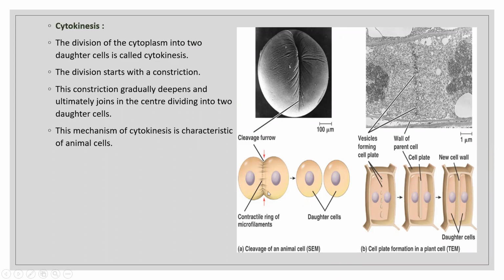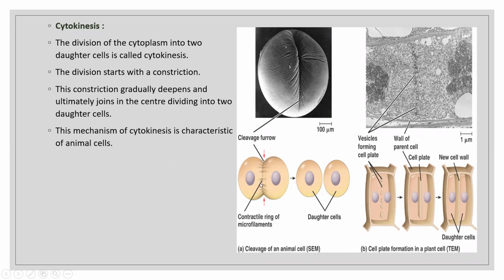You can see these are the two daughter nuclei. After division of the nuclei, division of the cytoplasm takes place. The division starts with a constriction. You can see a constriction here, and here also. Cytokinesis takes place with a constriction, and this constriction gradually deepens and ultimately joins in the center, dividing the cell into two daughter cells.